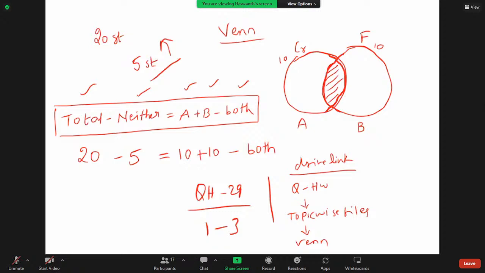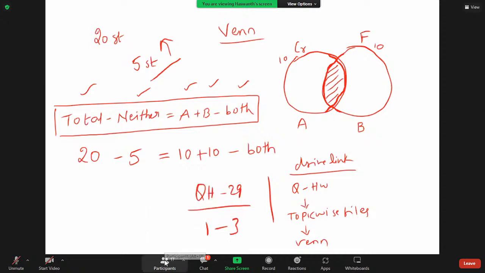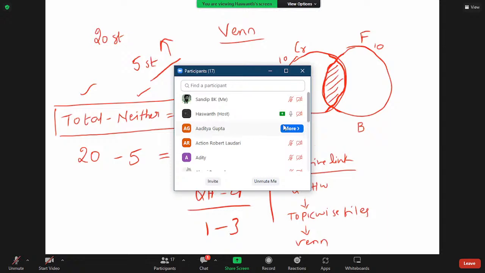Concentrate here now. Let's discuss these questions. And also, whoever is using this iPhone, please rename it to the name through which you have enrolled in the class group. So let's discuss these questions.